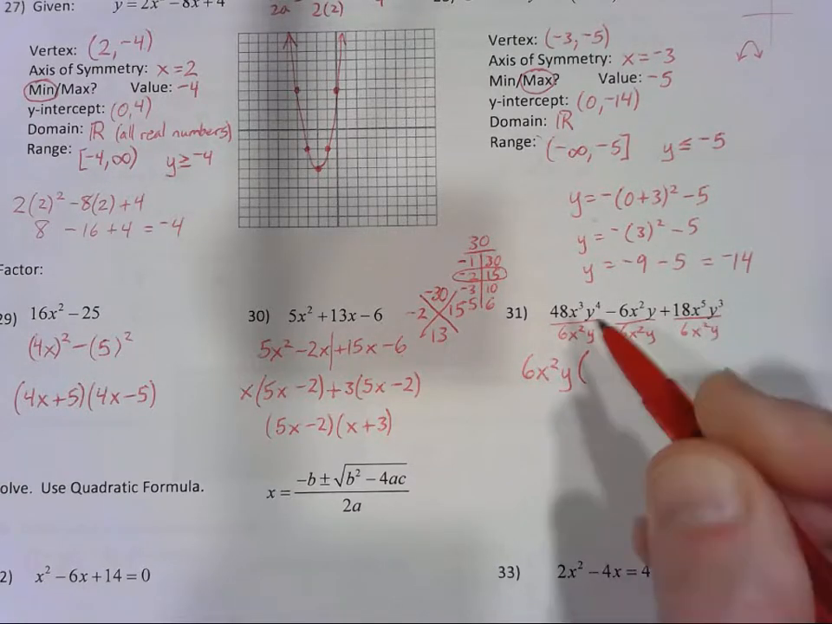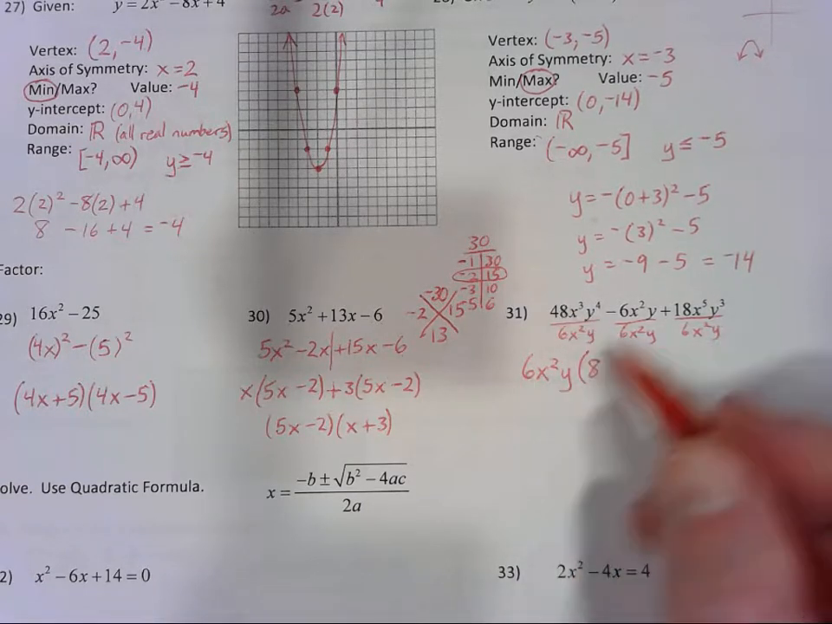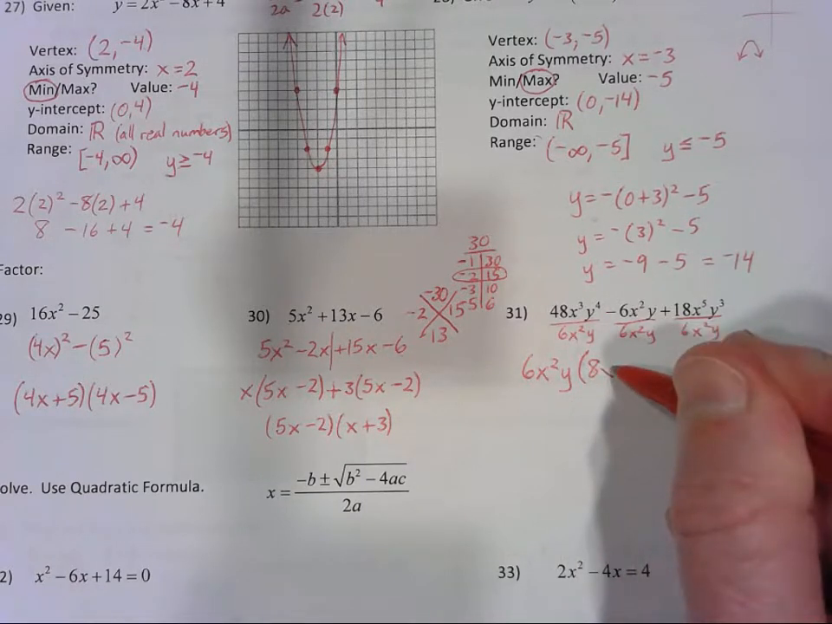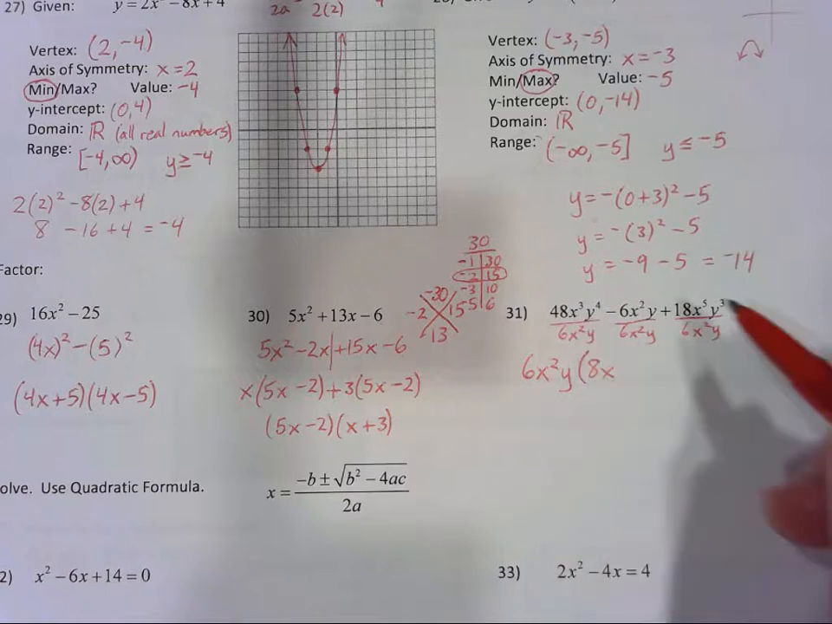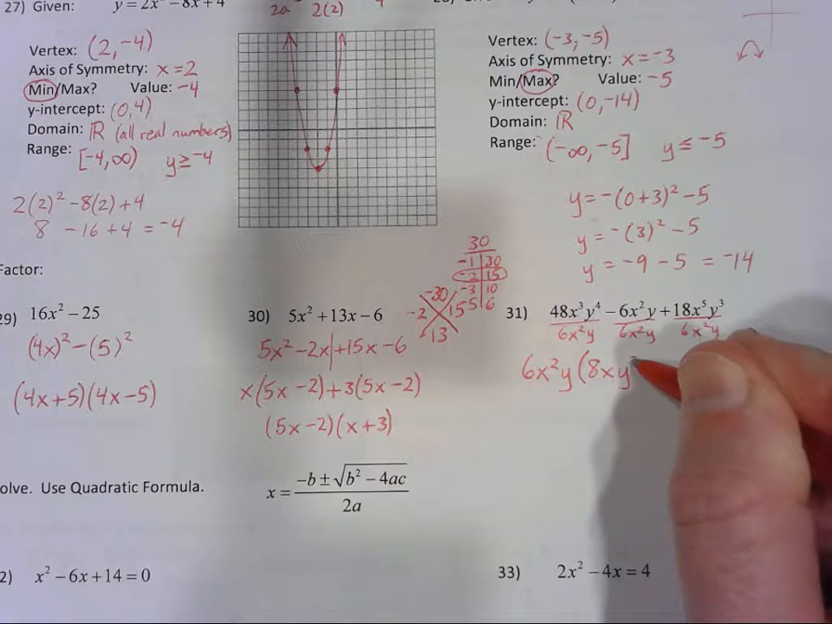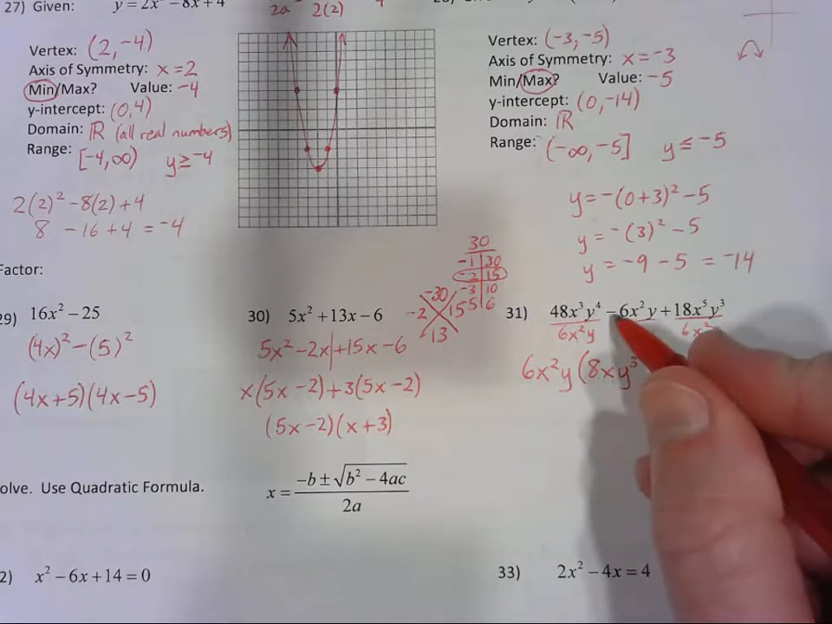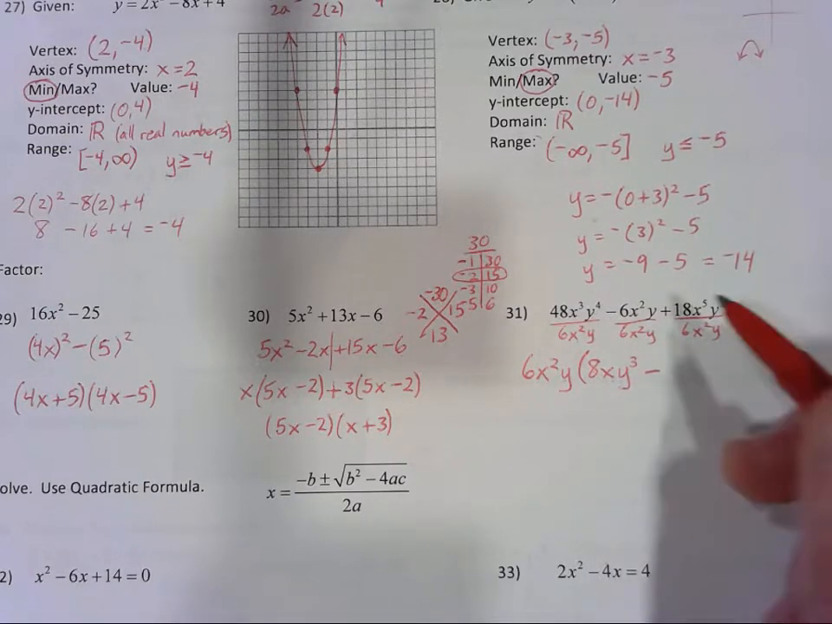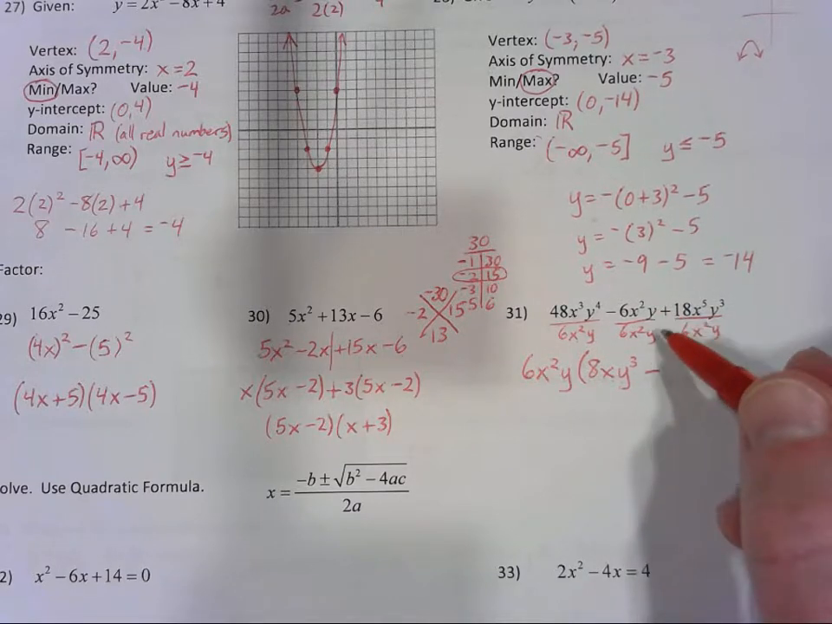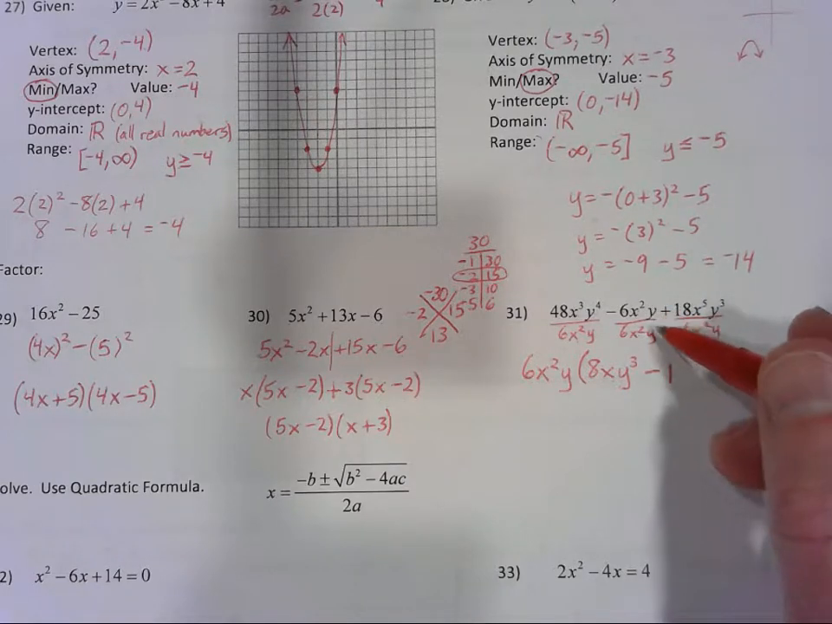And so 48 divided by 6 leaves me with 8. 6 times 8 is 48. X to the third divided by x squared, there's one more x on top. X squared times x is x to the third. Y to the fourth divided by y, there are 3 more y's on top. Y times y to the third is y to the fourth. Now I keep that minus sign. 6 divided by 6 is 1. X squared divided by x squared is 1. Y divided by y is 1. So 6x squared y divided by 6x squared y is 1.